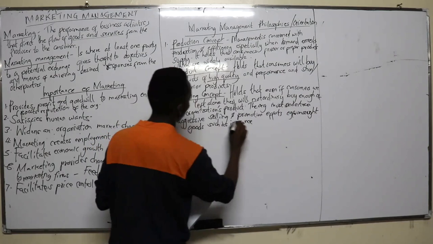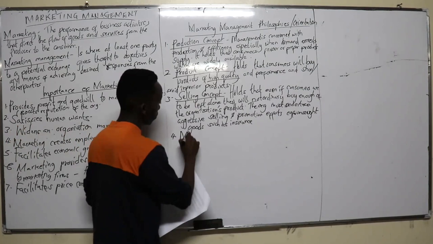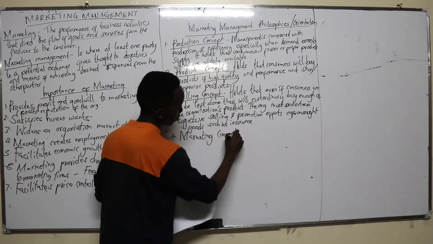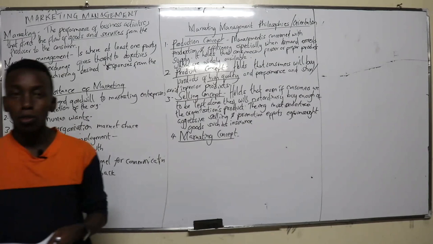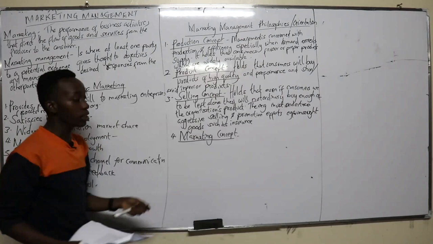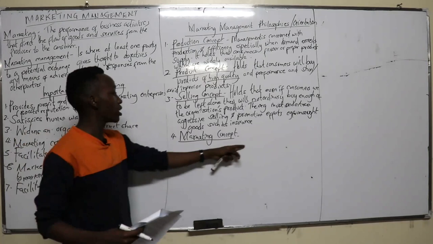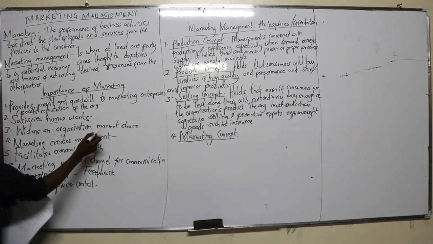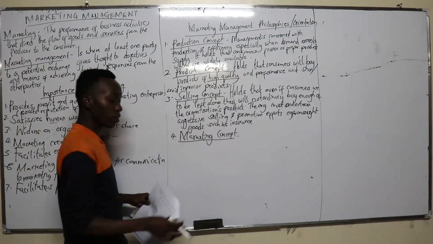And then also, marketing concept. So for this kind of philosophy or orientation, when we talk about philosophy, this is the management's attitude towards what kind of strategy they will implement. So for marketing concept, on the other hand, this is to make what the consumers want, or after taking into account the human wants that the target market has, we try and formulate products that meet this kind of wants.